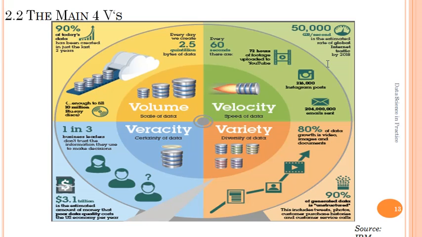Here is the bigger picture of the 5 V's which we just discussed. Volume is about the scale of the data, and we have been increasing the scale at an alarming rate on a daily basis. In velocity, we are talking about the speed of the data, the rate at which the data is being generated. In veracity, we are talking about the certainty of the data, and in variety, we are talking about the different formats in which we can have data.